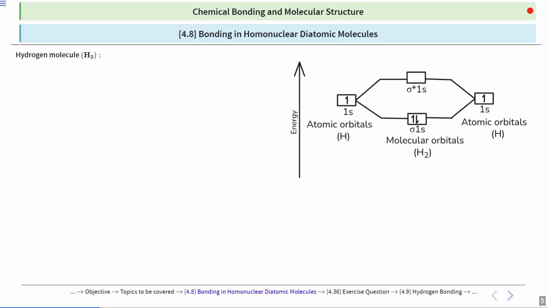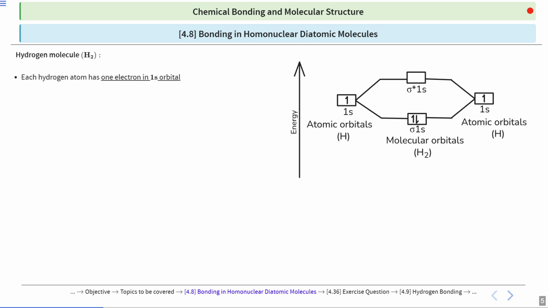So let us begin our discussion. In our previous class, we have already seen the formation of the hydrogen molecule, but we have not redeemed the information that this molecular orbital diagram is giving. So let us try to redeem all of that information.